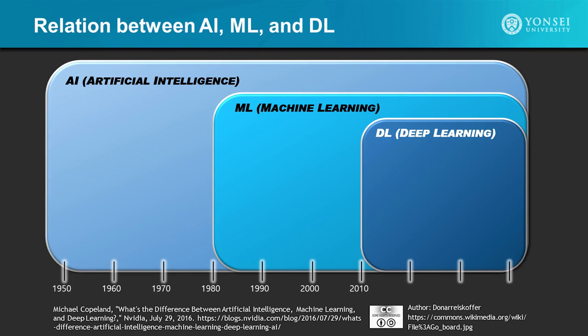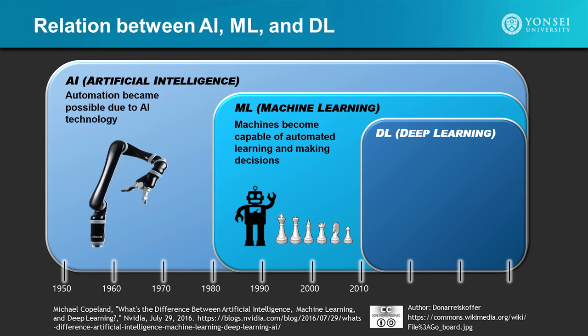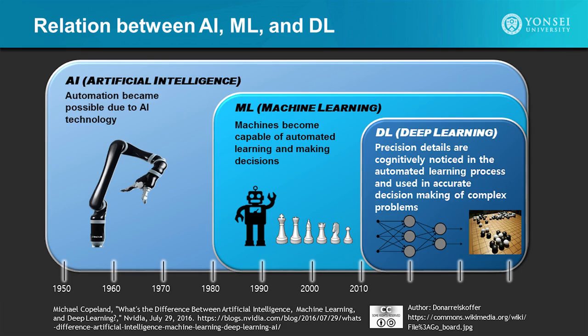Now, the relation between AI and ML and DL. First, artificial intelligence. Automation became possible due to AI technology. Machines become capable of automated learning and making decisions due to machine learning technology. And precision details are cognitively noticed in the automated learning process and used in accurate decision-making of complex problems due to deep learning technology.